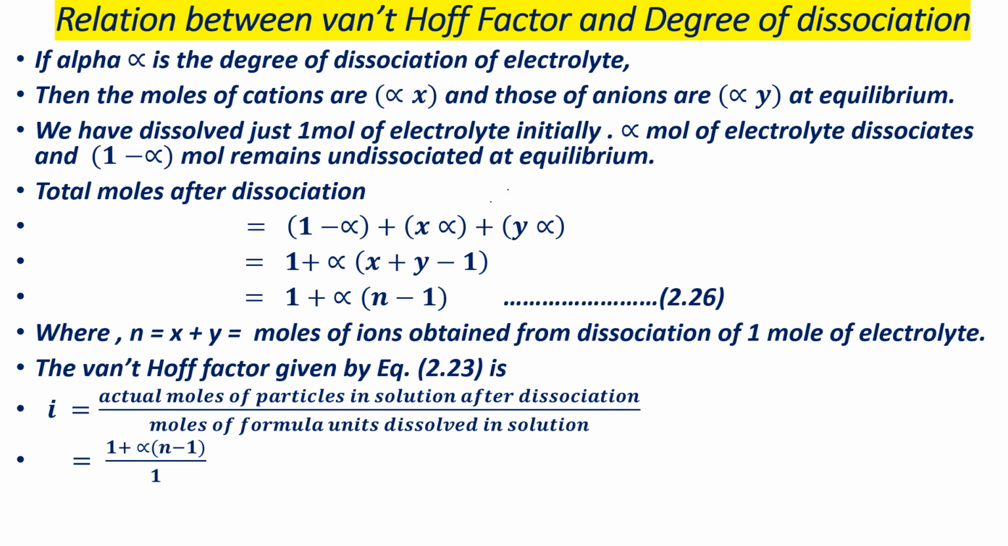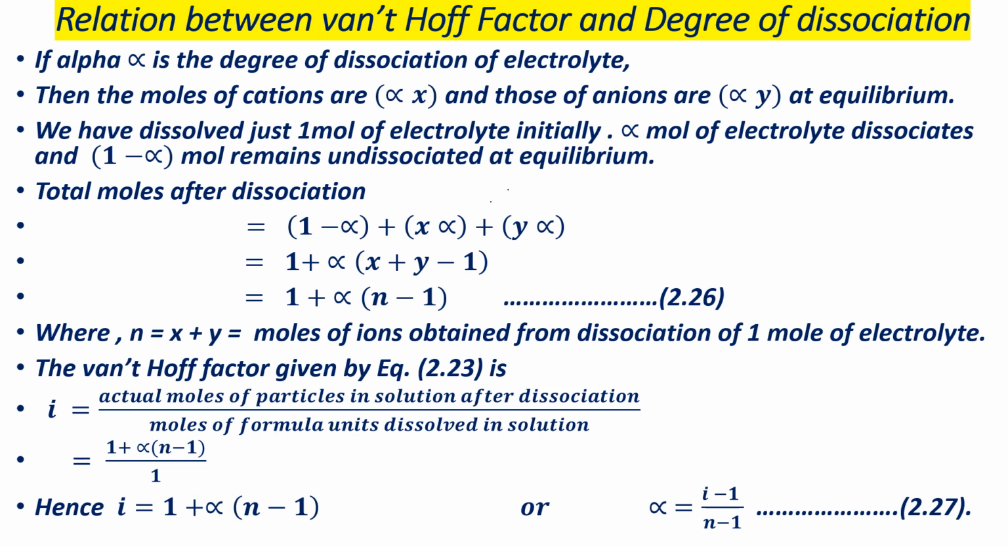1 plus alpha in bracket n minus 1 upon 1. That is, i is equal to 1 plus alpha into n minus 1, or simply you can calculate alpha, which is equal to i minus 1 upon n minus 1. That is equation number 27. Okay, these relations are important.